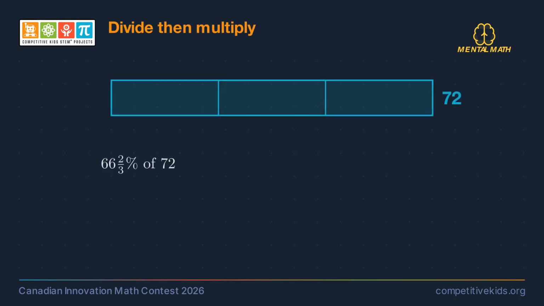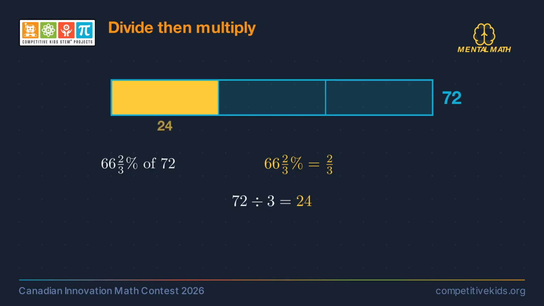Here is the move. Picture 72 as one bar. Look, 66 2/3% is just 2/3. Rewrite. 2/3 means divide by 3, then take 2. Compute. Carve the bar into 3 equal slices. Each slice is 72 divided by 3.